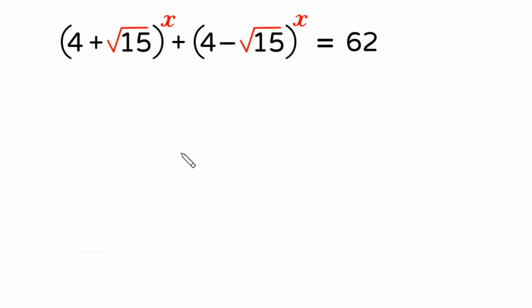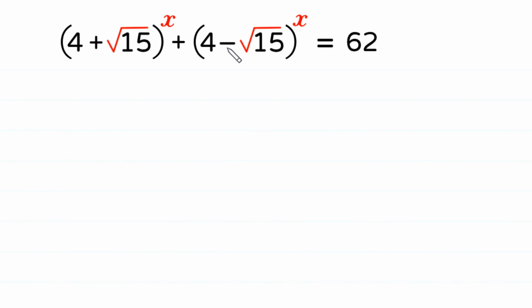Hello, welcome to how to solve this exponential equation. (4 plus square root of 15) to the power x plus (4 minus square root of 15) to the power x is equal to 62. We notice that here we have a plus sign and here we have a minus sign.